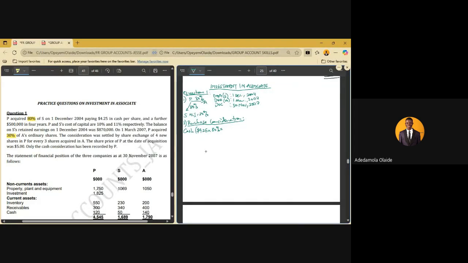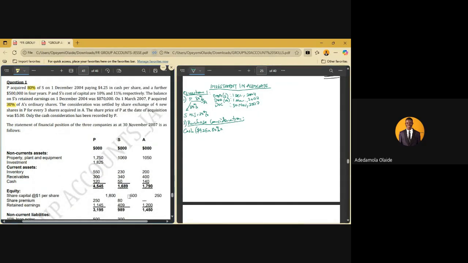That will be multiplied by how many shares they have in S. Equity share capital 500, and the nominal value is $1. So we'll say 500,000 divided by $1, in thousands. Then the deferred consideration: they pay a further 500,000 in 4 years' time. So that will be $500 into bracket 1 plus R. What's the cost of capital? We'll use the parent cost of capital, which is 10%. 0.1 raised to power minus 4, since they are paying in 4 years' time. And that will give us how much?